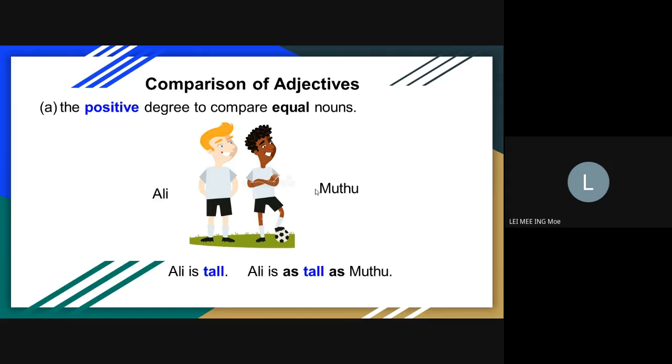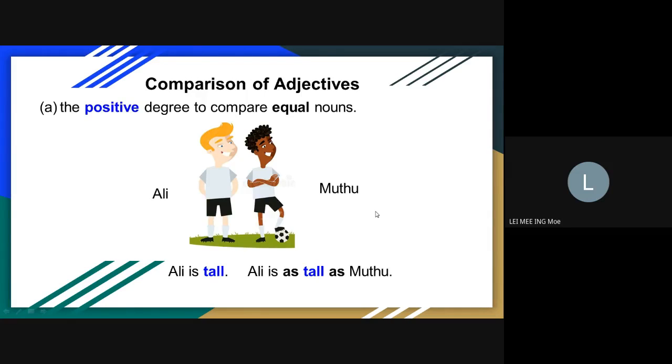Ali is as tall as Mutu. So normally in our positive degree sentence, you can see as and as in your sentence. And we maintain the spelling of the adjective. You can see as and as in your positive degree sentence.